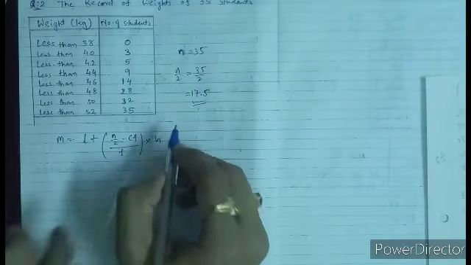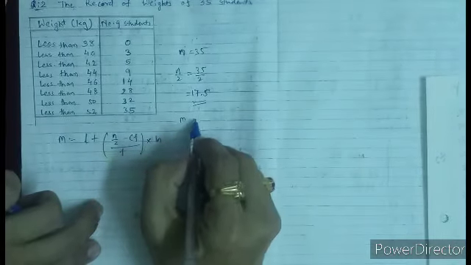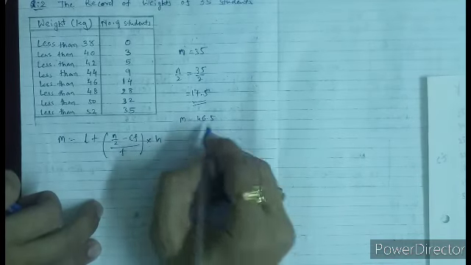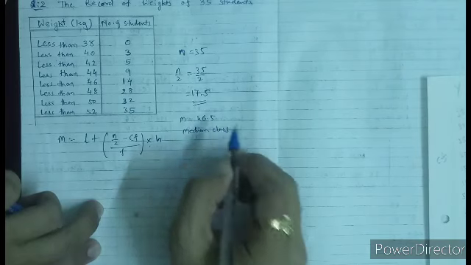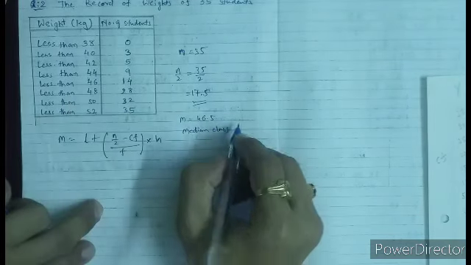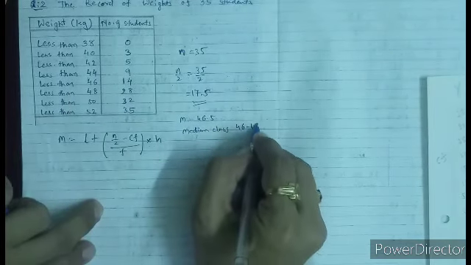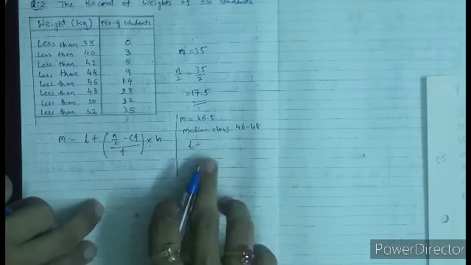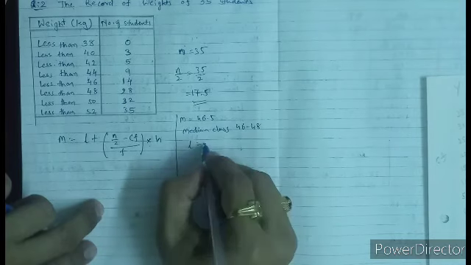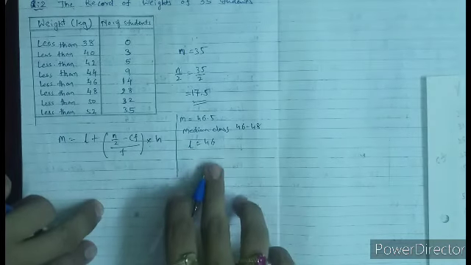So we can say median is 46.5. Therefore, median class, as it is between 46 and 48, so it will be 46 to 48. From this we can obtain L. L is the lower boundary of the median class, so it will be 46.